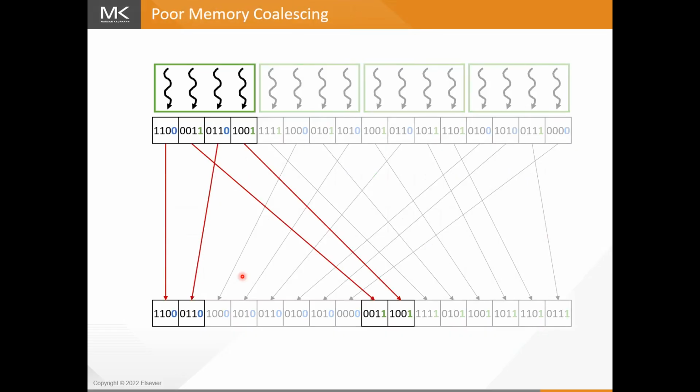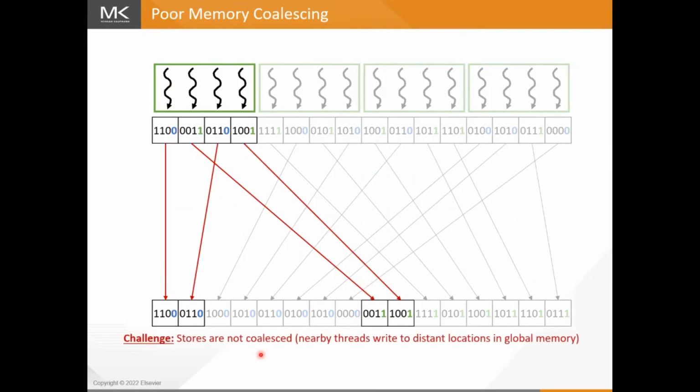If I look at what adjacent threads are doing, adjacent threads could be writing to very different locations in memory. So here, one of the main challenges is that my stores are not coalesced because nearby threads are going to be writing to distant locations in global memory. Okay, is that clear? Given that, what do you think we can do to improve the coalescing behavior?